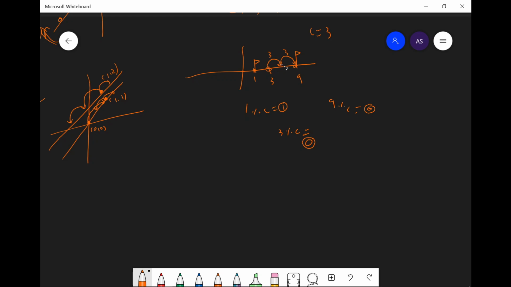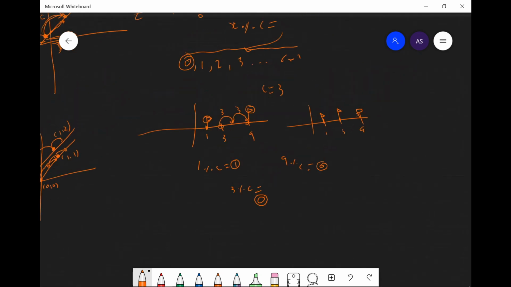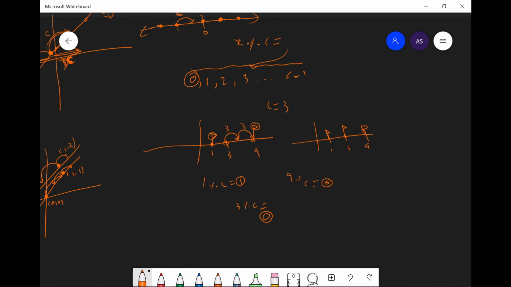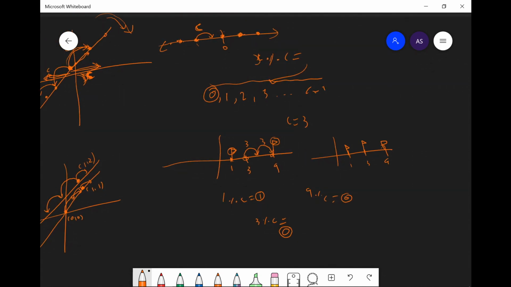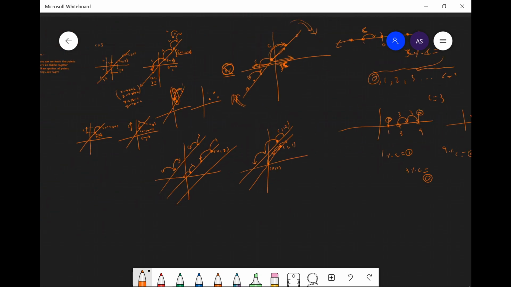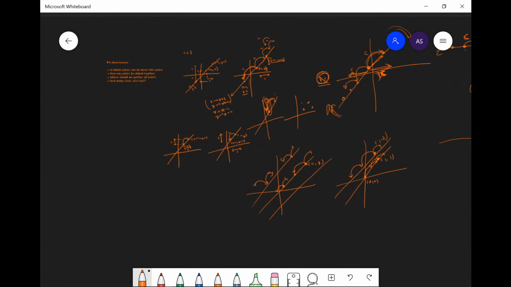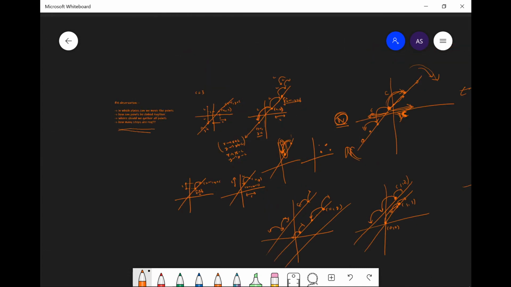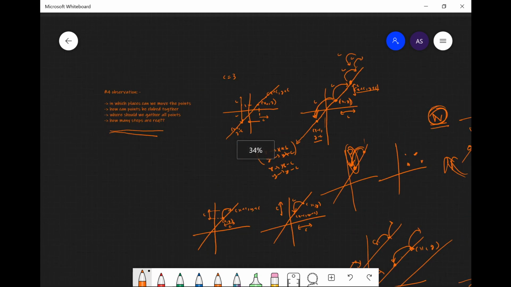So if we did not move from this point, then this was 1, 3 and 9, so we would need to make 3 checkpoints. But after moving this, we now need to make only 2 checkpoints. So here is the observation that we can group the points such that the remainder of their x coordinate divided by c is equal. Here we have discussed the condition under which we can club the elements, and how to minimize these steps. This is the last observation which we need to take care of.